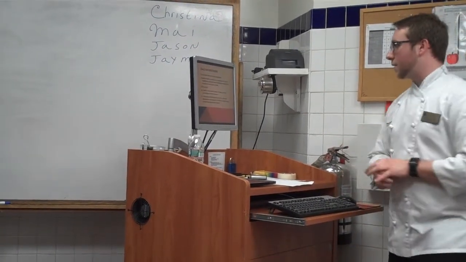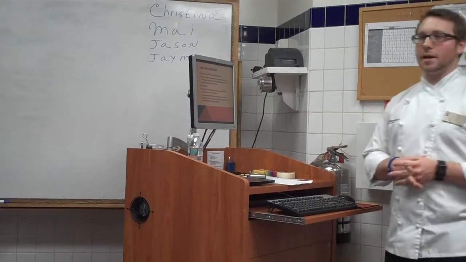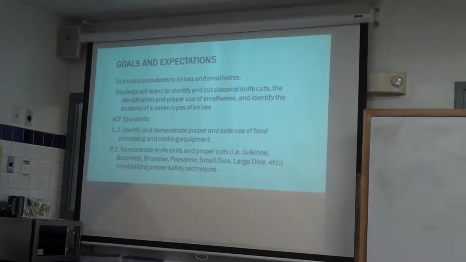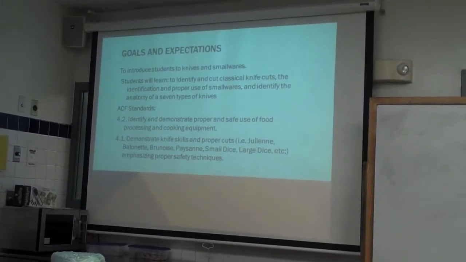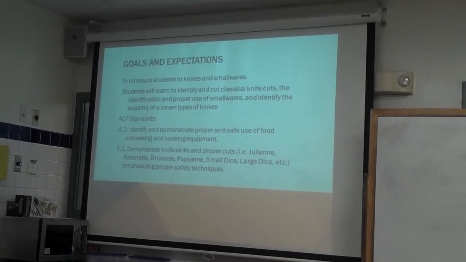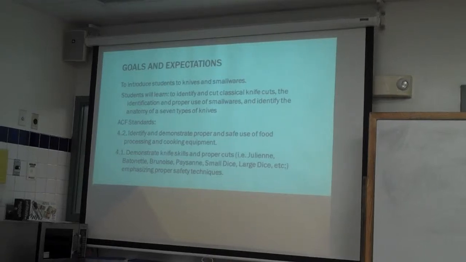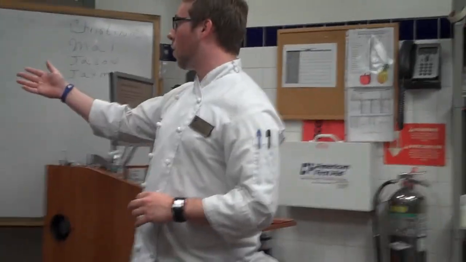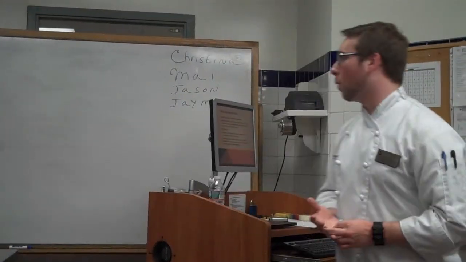So this time we're going to do ACF standard 4.2 and 4.1. Can I get a volunteer to read those out? Go ahead, Frank. Identify and demonstrate proper and safe use of food processing and cooking equipment. Demonstrate knife skills and proper cuts. Julienne, Bâtonnet, Brunoise, Paysanne, small dice, large dice, etc., emphasizing proper safety techniques. Okay, so obviously there's a couple words there that we don't really understand, but we will go over it, such as Julienne, Bâtonnet, Brunoise.